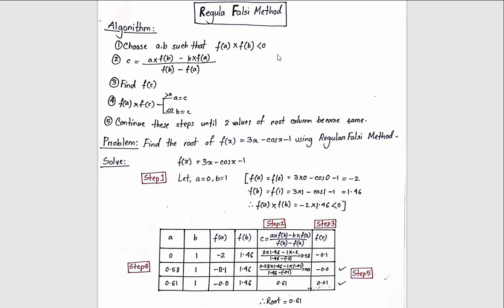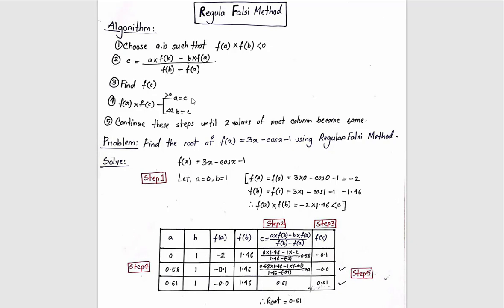Like our previous bisection method, in this method we also have to choose a and b in such a way that f(a) multiplied by f(b) is less than 0. This function is the function which will be given in the question. Next, we have to find the value of c, which is our root, using the formula c = (a × f(b) − b × f(a)) / (f(b) − f(a)). Next, we have to find the value of f(c).